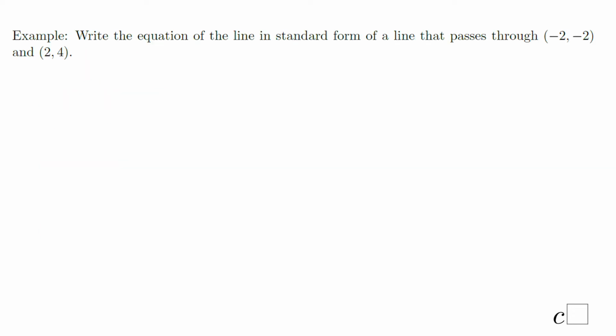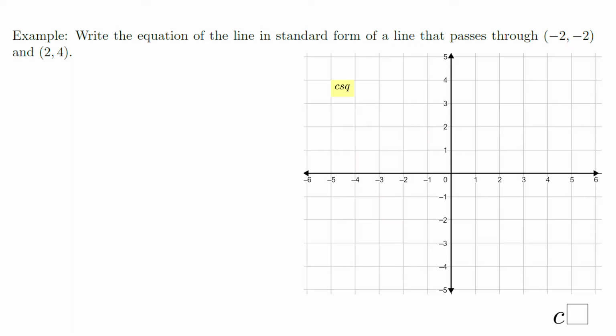The first example says: write the equation of the line that goes through the points (-2, -2) and (2, 4). If you have graph paper, you can plot these two points, and there you go, and you can draw this line. So this is the line that we try to find. Of course, you may want to use a ruler to do a better graph, and I do.